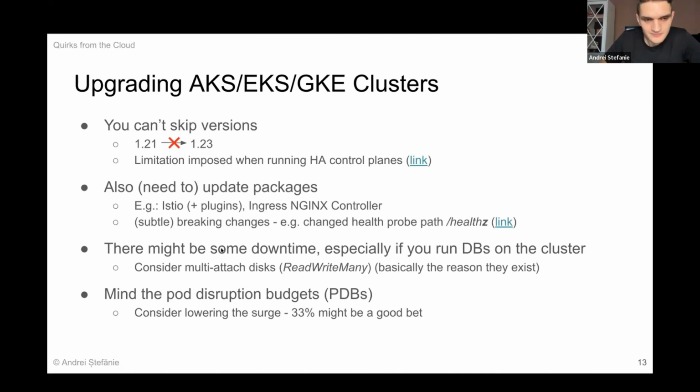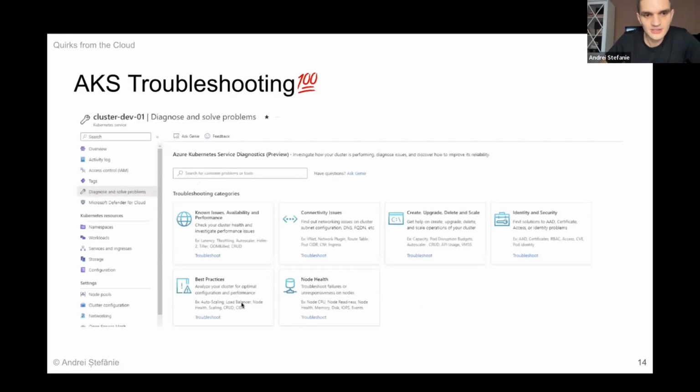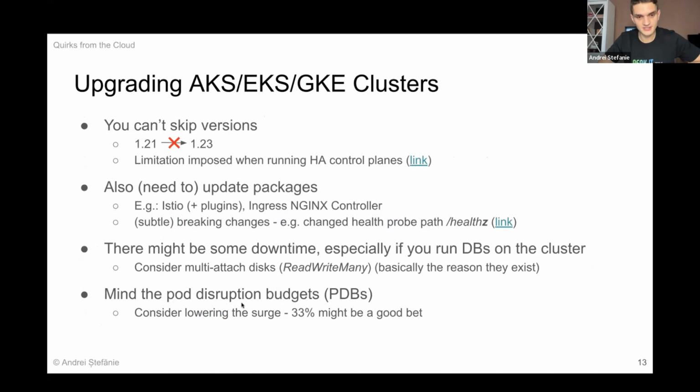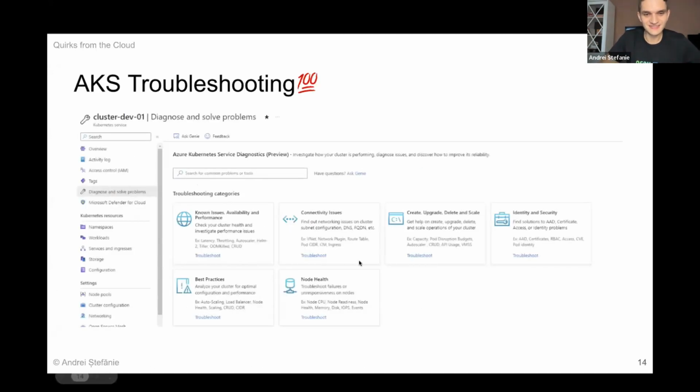Cool. Also consider pod disruption budgets. It's all in the Azure documentation, for example. That's a pretty cool feature from AKS, and it works. And in fact, that's how we realized that, okay, we have a pod disruption budget issue. Basically, this page told us that, hey, please check that.